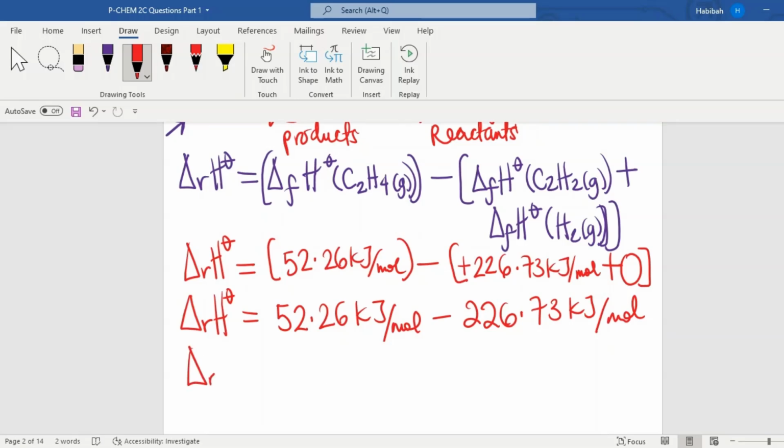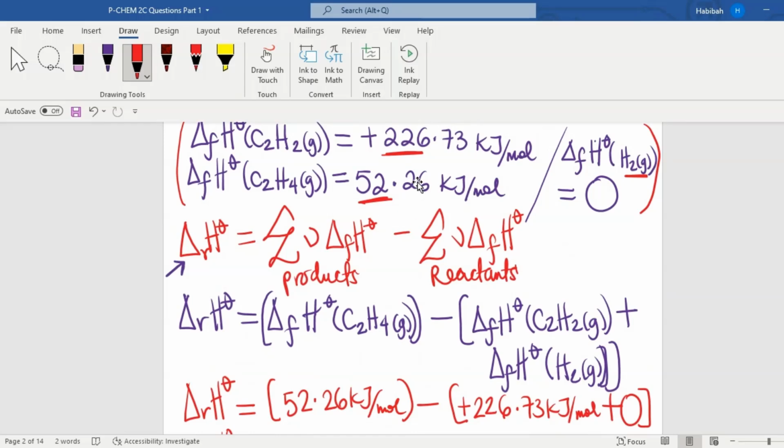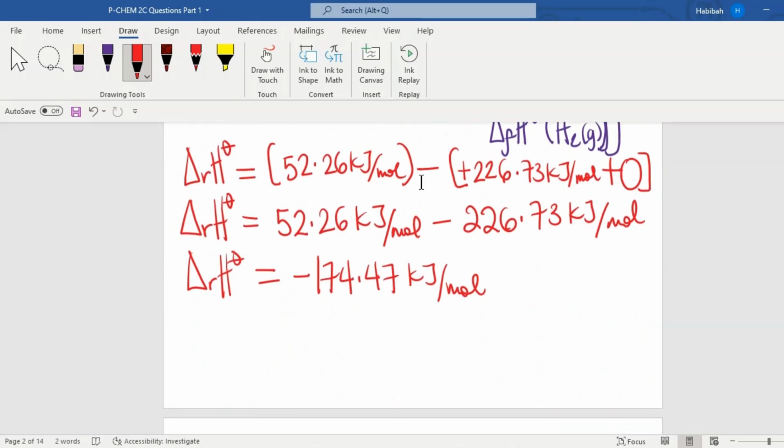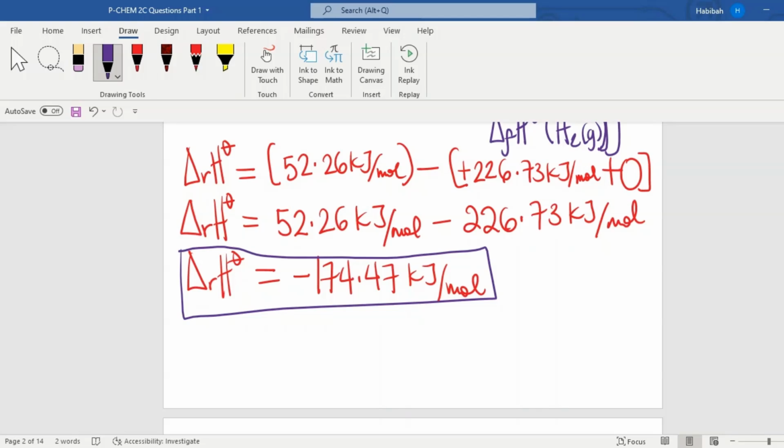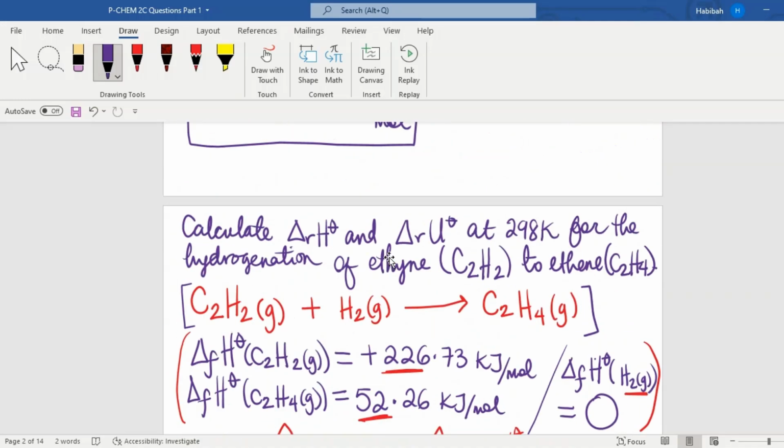So that's basically the question, right? The change in enthalpy of reaction ends up becoming 52.26 minus 226.73, which is negative 174.47 kilojoule per mole. This is basically the answer to the question. And as you can see, our question was given to us in two decimal places for both the change in enthalpy of formation for ethene and ethine. So we can feel comfortable that the answer is written in the correct format, in two decimal places.